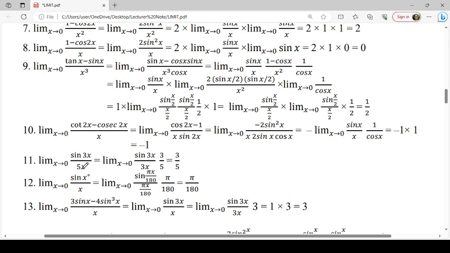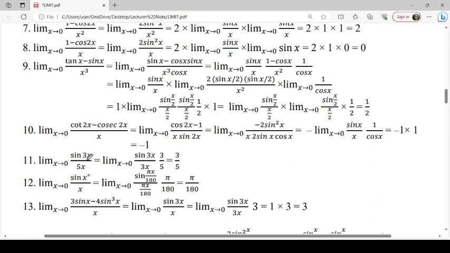So sin 3x by 5x we need to write like this, because this doesn't have a direct result. The angle must be the same as the denominator, so this is 3x, so we are making it 3x here. So we are dividing by 3 and multiplying by 5. So dividing by 3, multiplying by 5. Then this is sin 3x by 3x, which is 1, and the answer is 3 by 5.